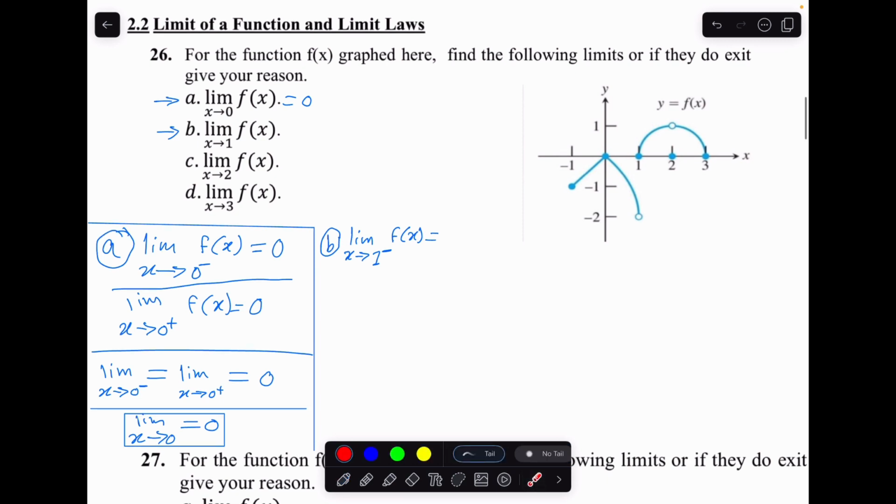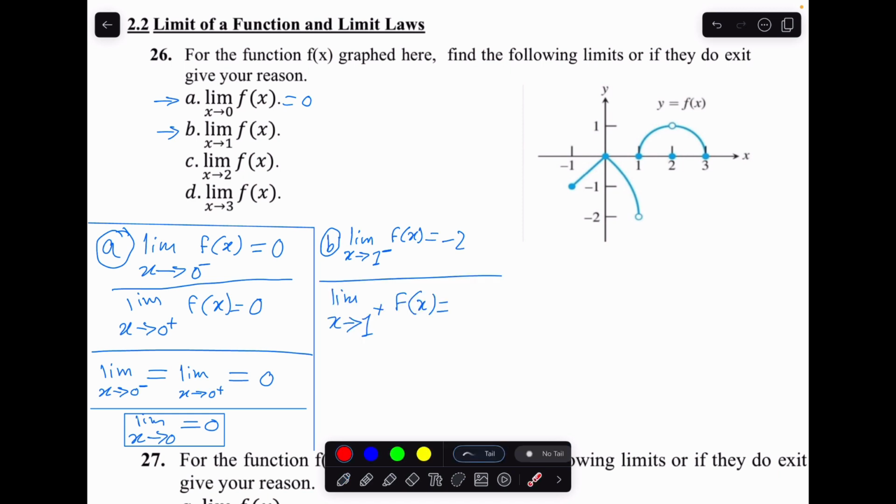Okay, we will come from negative infinity. The function is decreasing until negative 2, until this point, negative 2. So the limit when x approaches 1 from the left will be negative 2.